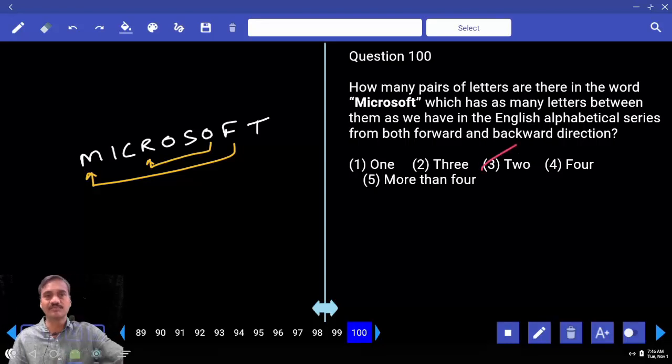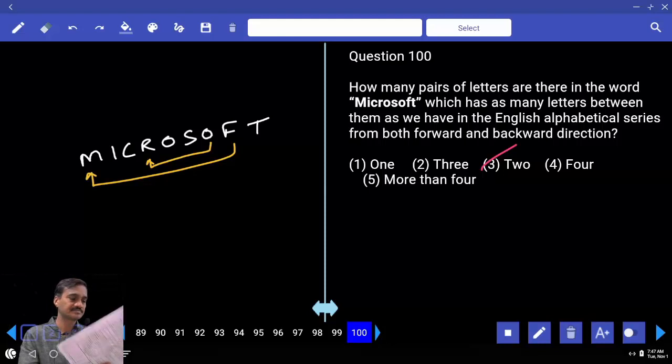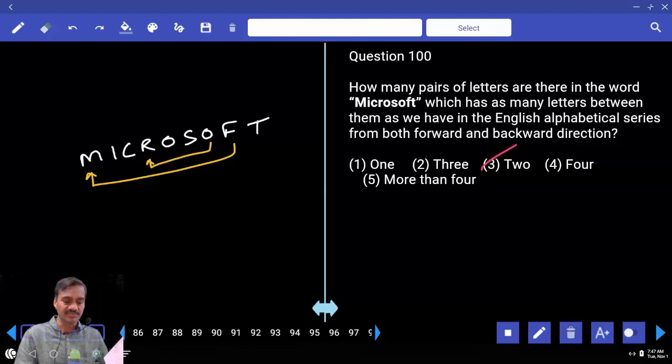And so how many pairs we have? Only 2 pairs, choice 3, question number 100. Done? Now we are left with what? Data sufficiency. Now data sufficiency. Now look at the time. How much time is left.